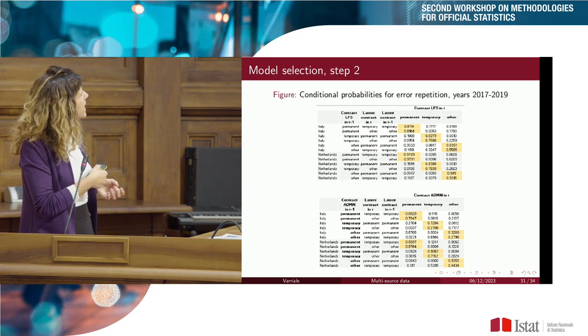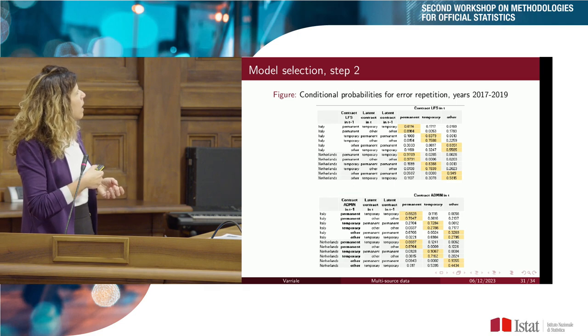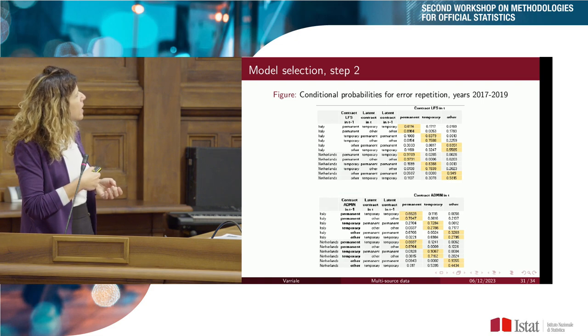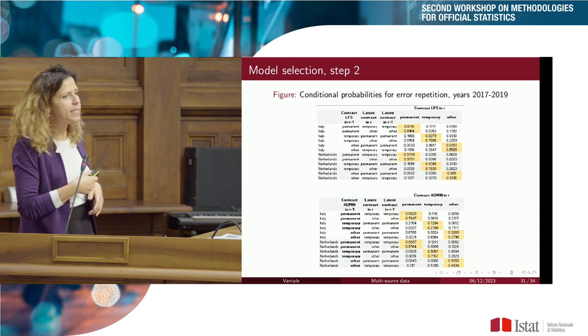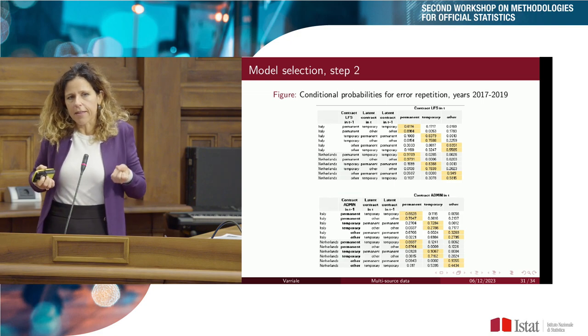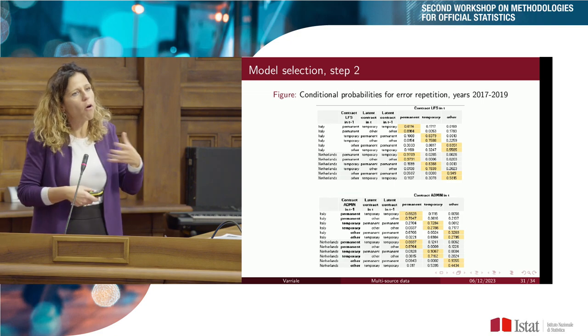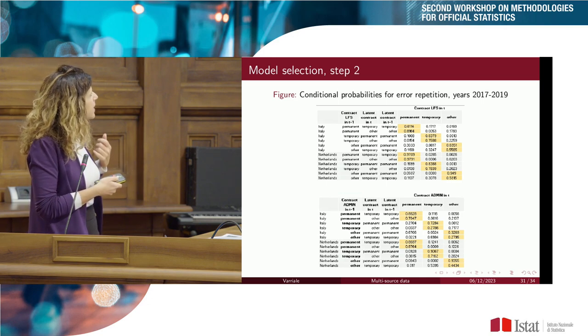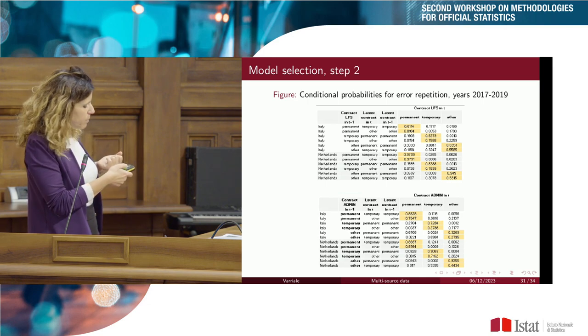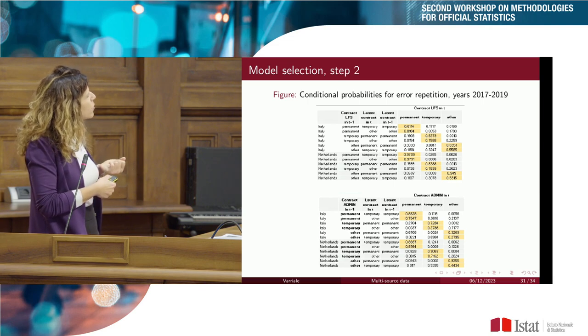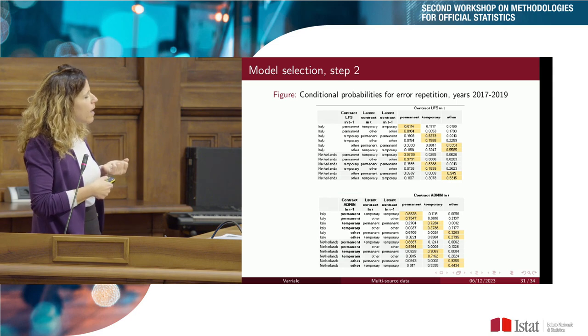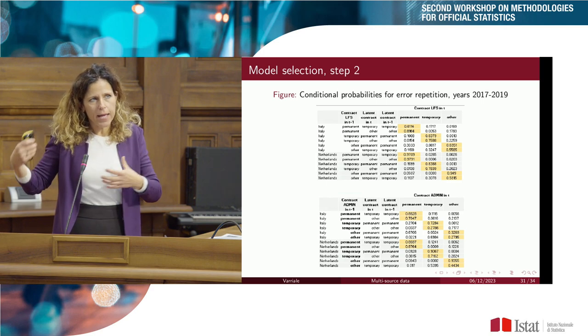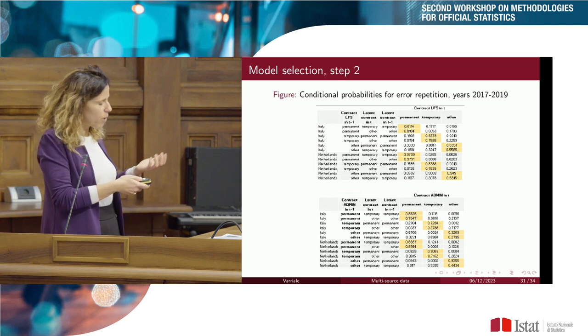And if you compare Italy and the Netherlands, what you see is that the probability of repeating the error is always lower in Italy than in the Netherlands. So it seems that this strength in repeating the error is stronger in the Netherlands than in Italy, both for the labor force survey, but especially for the comparison between these cells, so for the employment register data. And actually, this can also come from the way the Netherlands collects data in the employment register.